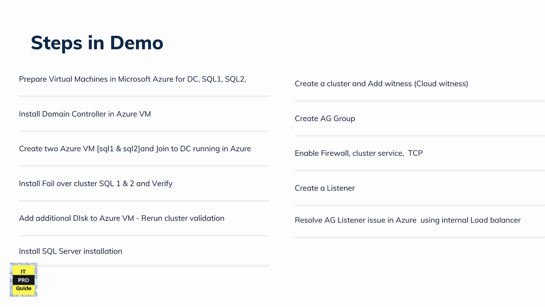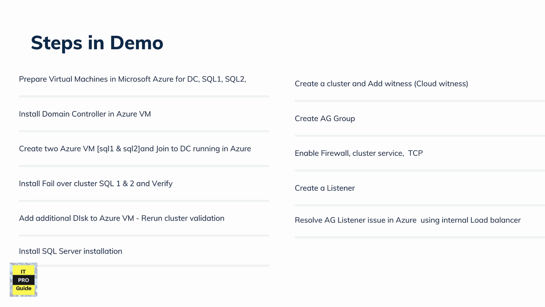So I listed all the steps that come in this demonstration. We are going to begin from scratch, and as I told you, this SQL Always On availability group we set up in Microsoft Azure. So you will see how to set up this environment in Microsoft Azure, then how to configure the Always On availability group also. We're going to begin with the preparation of virtual machines in Microsoft Azure.